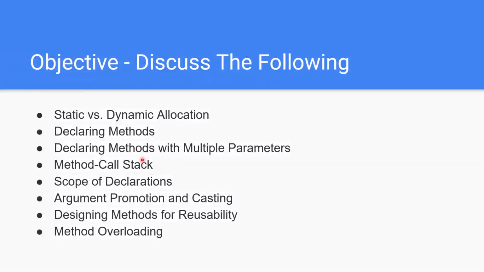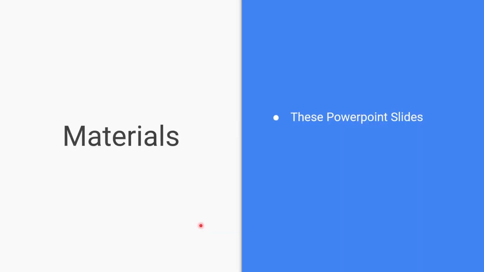So we'll talk about static and dynamic allocation, declaration of methods, methods with multiple parameters, method call stacks, which is we'll take a closer look at how memory is managed in Java, scope in the declaration of variables, promotion and casting of data, design methods for reusability, and method overloading. The materials we need are these PowerPoint slides, and there will be lab reference material.